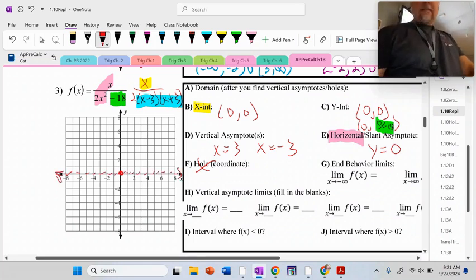X equals 3 and negative 3. We want to draw those.